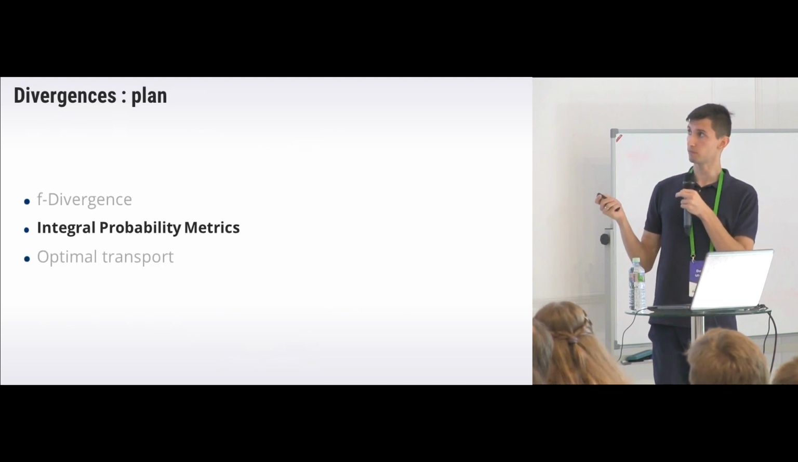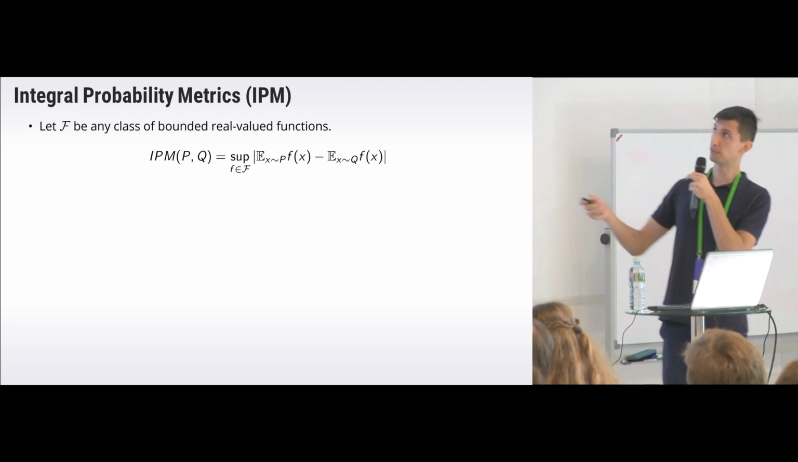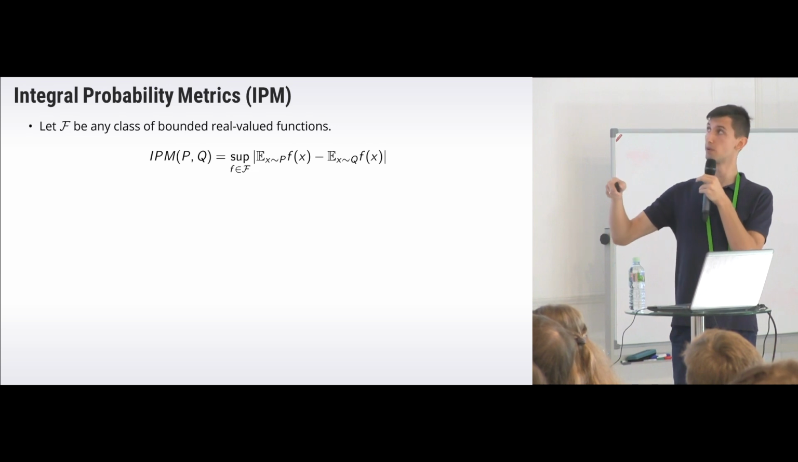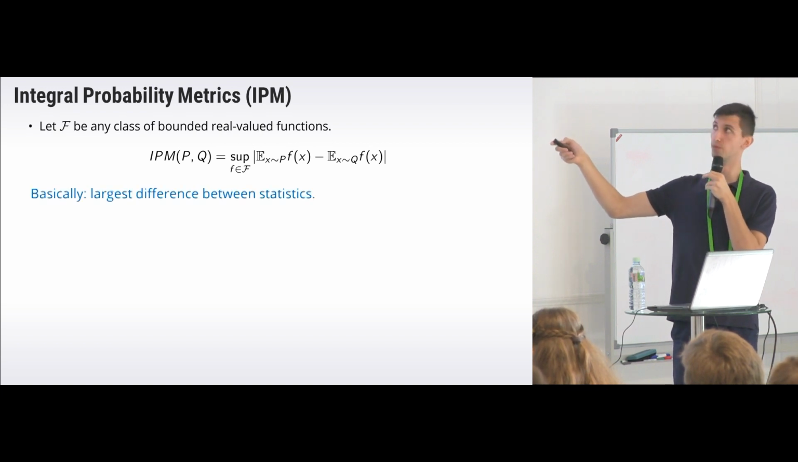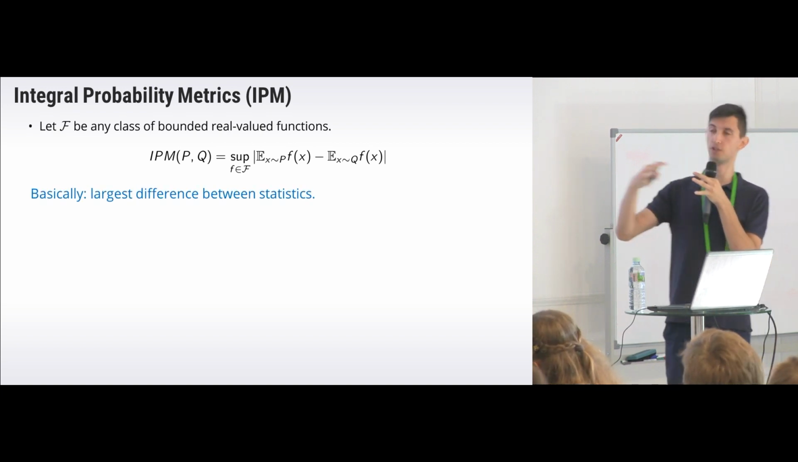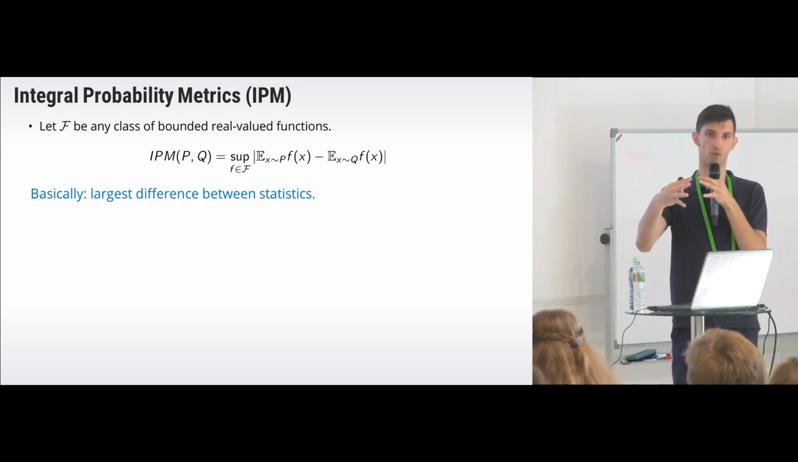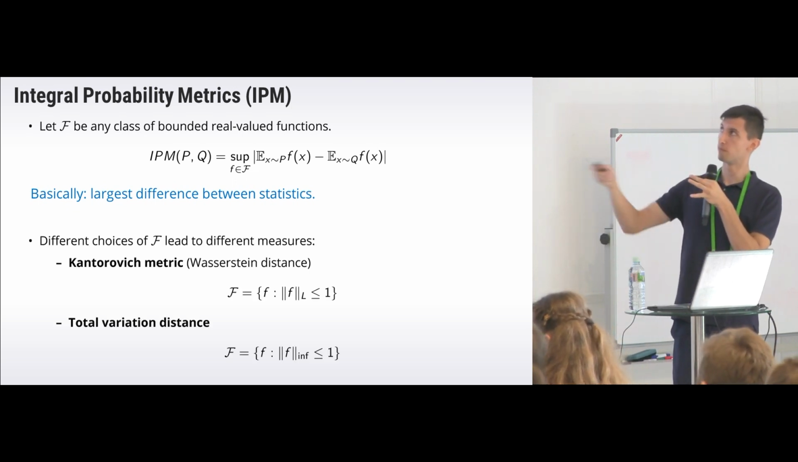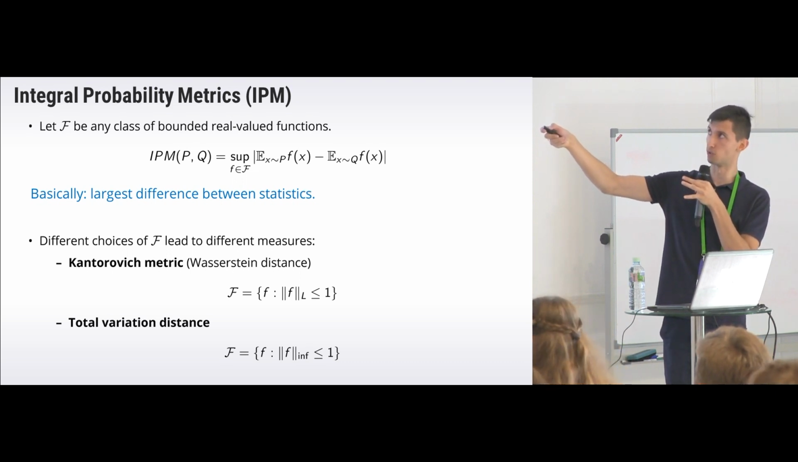Okay. Another metric that we want to consider is the integral probability metric. Basically, it's defined like that. It's very similar. So we have a supremum over the functions of some statistic of distribution P and the same statistic of distribution Q. So basically, it's the largest difference between the statistics, and the statistics are taken from some family of statistics. And for some families, these are denoted with calligraphic F.